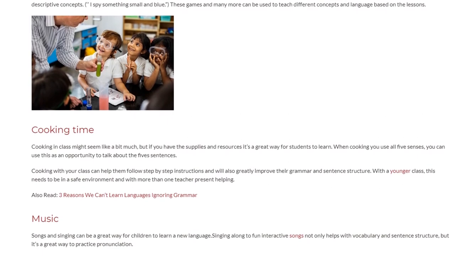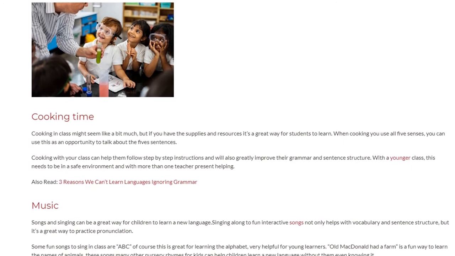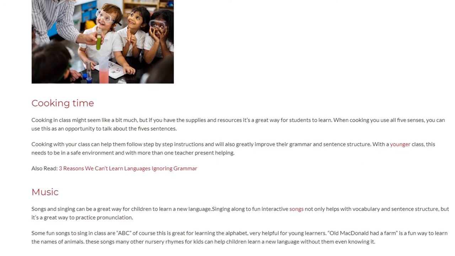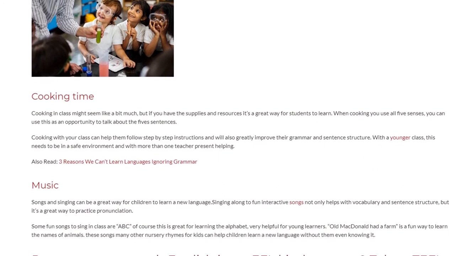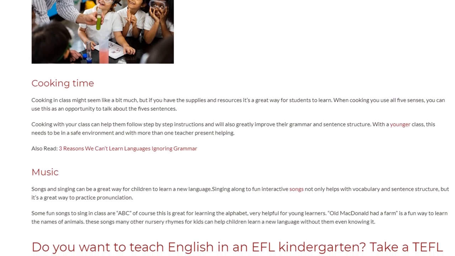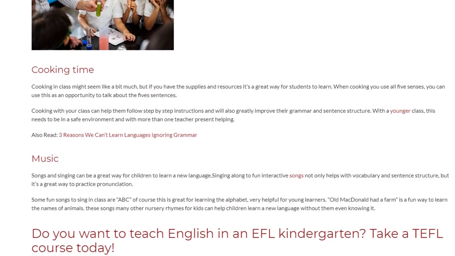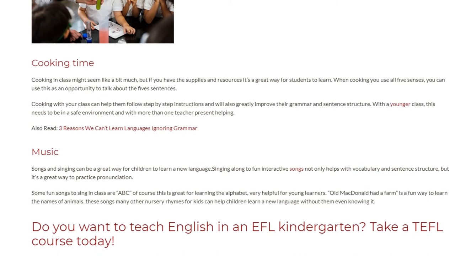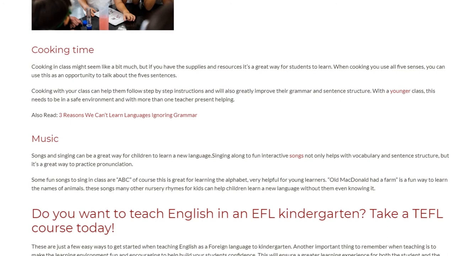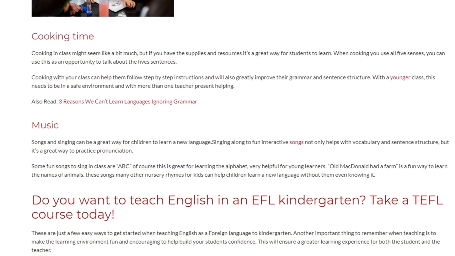Music. Songs and singing can be a great way for children to learn a new language. Singing along to fun interactive songs not only helps with vocabulary and sentence structure, but it's a great way to practice pronunciation. Some fun songs to sing in class are ABC. Of course, this is great for learning the alphabet, very helpful for young learners. Old MacDonald Had a Farm is a fun way to learn the names of animals. These songs, and many other nursery rhymes for kids, can help children learn a new language without them even knowing it.